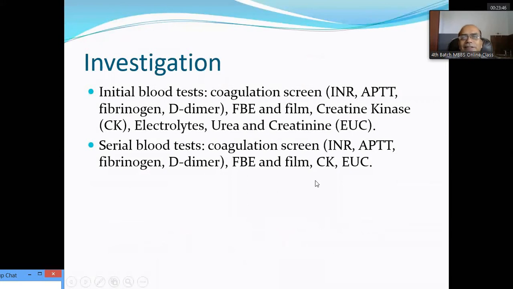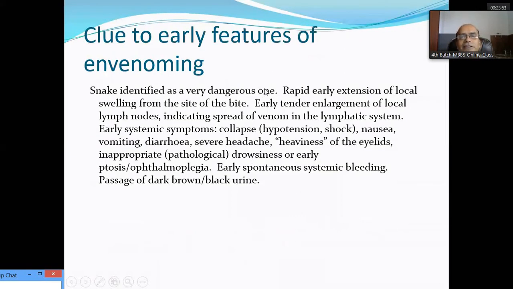This is for this patient with coagulation disorder and kidney injury, even ECG, early features. Right? These are the early features: hypotension and shock, nausea, vomiting, diarrhea, severe headache. Now, ophthalmoplegia, ptosis is the clue. If you are very particular to see the neurological features, ptosis and ophthalmoplegia, very useful clinical tool for the evaluation.